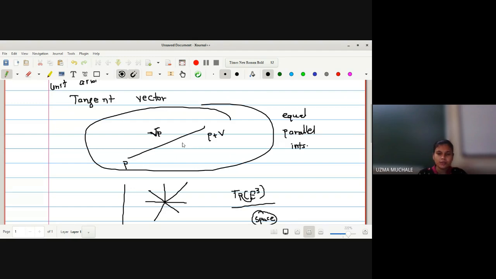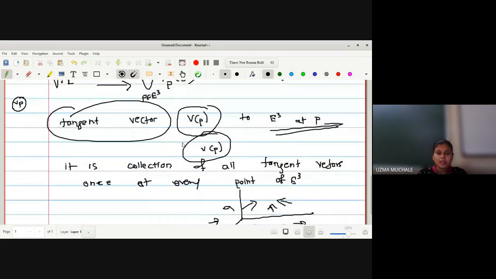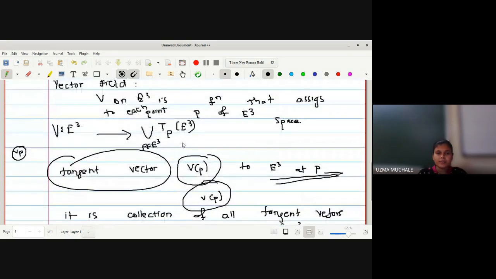Then you can find out VP. But here in the vector field, what is a vector field? It is a function on E3 space in such a way that at every point P of E3 space, there exists one tangent vector.